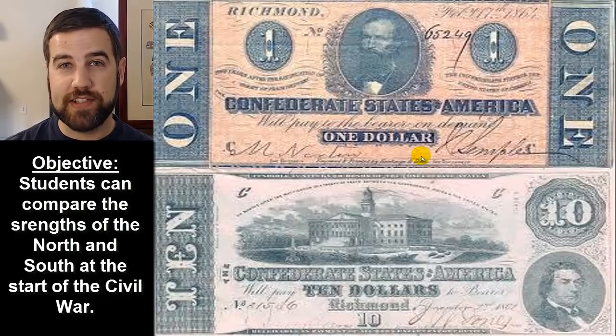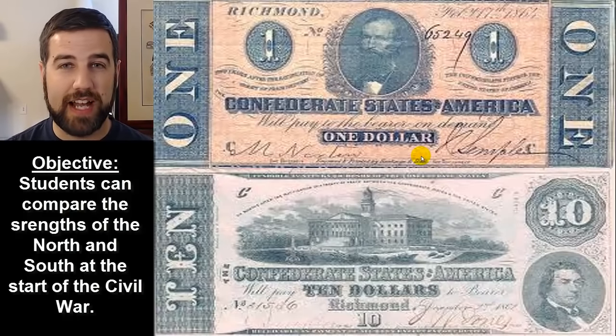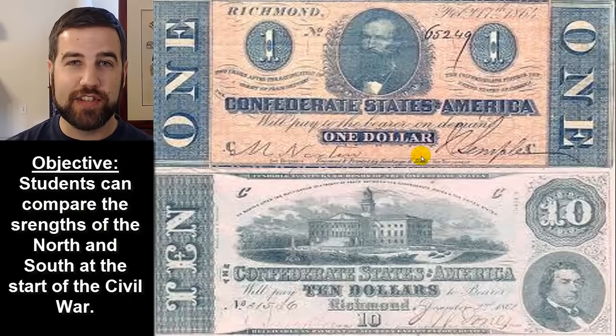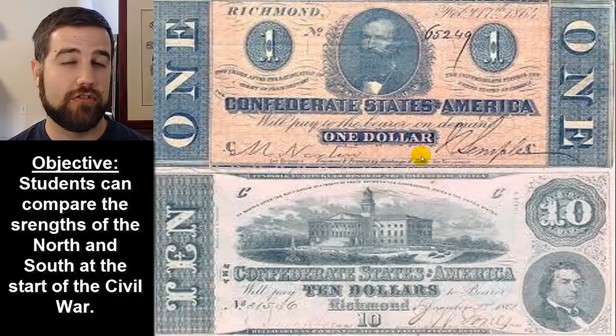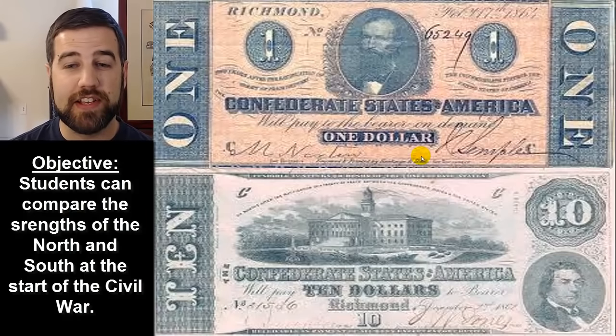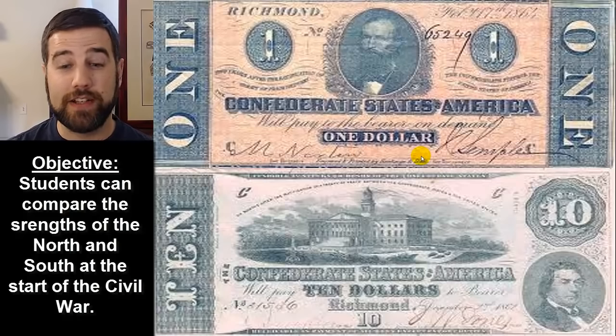So looking at some of the disadvantages for the South, one has to do with, all right, you're your own country, so how are people going to have money? You're not going to be using dollar bills from the United States anymore. And so the Confederacy is going to attempt to create their own money, and every single state, kind of reminiscing back to the Articles of Confederation, is going to be creating their own type of money.